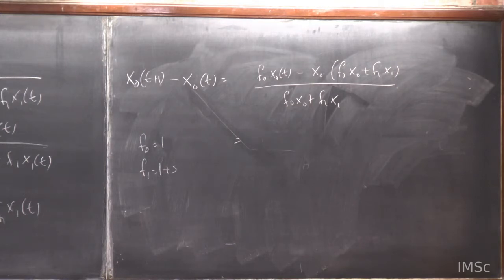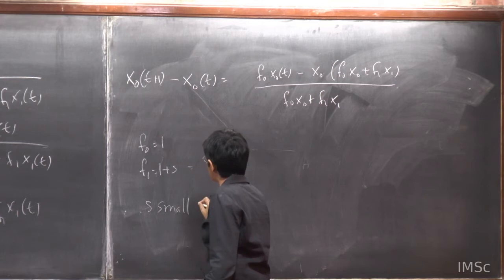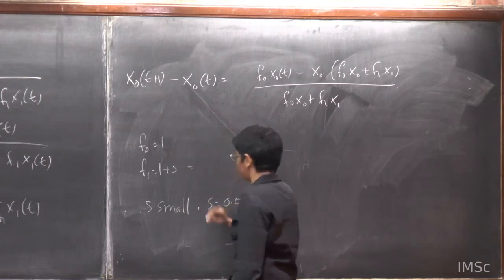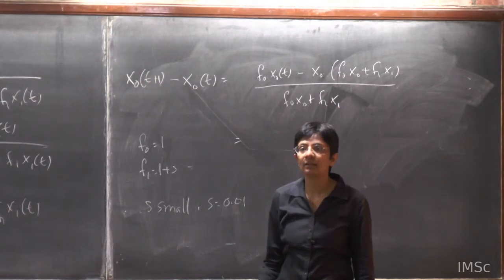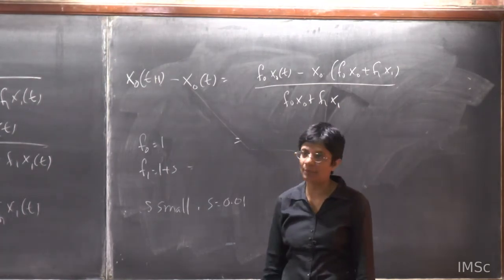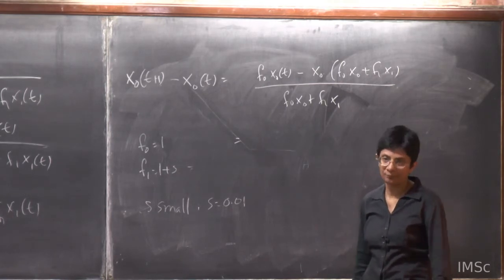So I just look in a small time delta t. Would the fractions change a lot in a small time if the fitnesses are almost the same, or will they change by a large amount? So s is small, say s is 0.01. Not necessarily, this is arbitrary right now. Suppose s is tiny, 10 to the power minus 3, let's say.